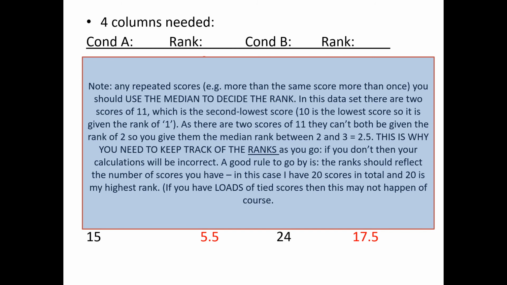A good rule to go by is ask yourself, do you have ranks that reflect the number of scores you have? Now, in this case, I have 20 scores in total because I have 10 participants per condition and 20 is my highest rank. So that's fine, that fits in. Now, if you have a lot of tied scores, then you may get a lower highest rank. It may be that your highest rank is 18 because you've had to divide your ranks up so much. But you should not have a higher rank than number of scores in your data set. If you do, something's gone wrong. You're going to have to go back and look at it again.